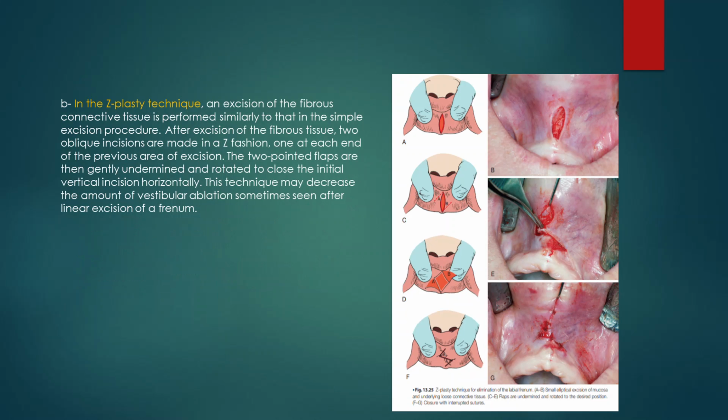In the Z-plasty technique, we do an elliptical incision, followed by two oblique incisions made in a Z fashion, one at each end of the previous area of excision. The two pointed flaps are then gently undermined and rotated to close the initial vertical incision horizontally. This technique may decrease the amount of vestibular ablation sometimes seen after the linear excision of the frenum.